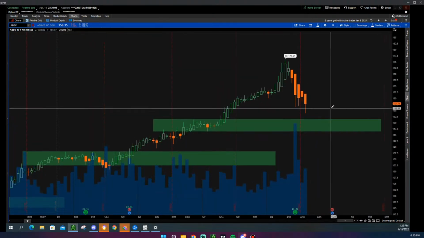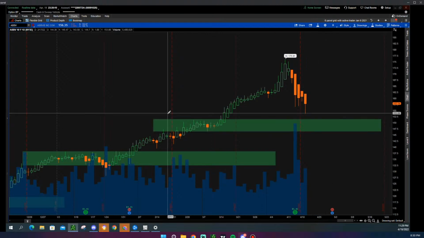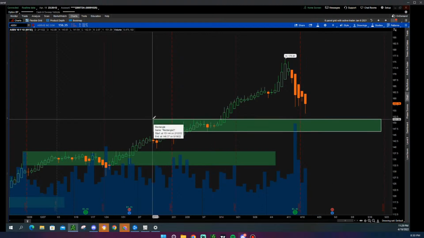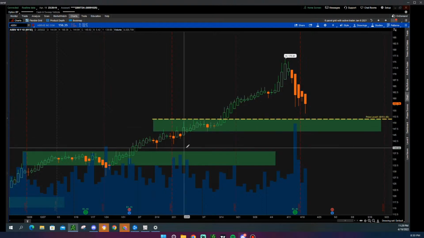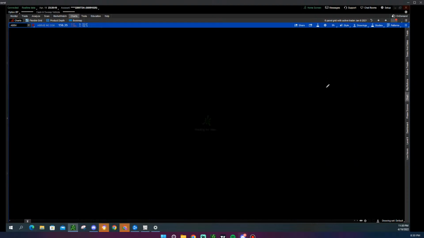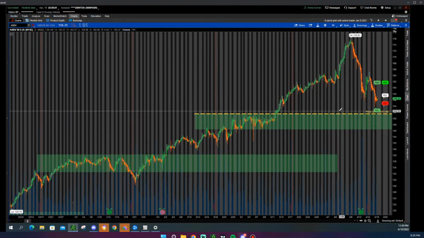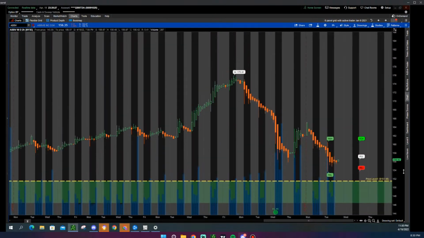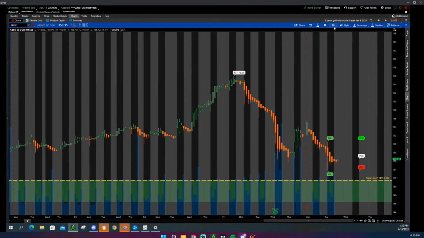Oh wow. Well, hello there. It's trying to come back to the previous demand zone that it consolidated around or accumulated around. Yeah, that's what I'm looking at. 151, that would be the ideal spot. You want to buy around there.